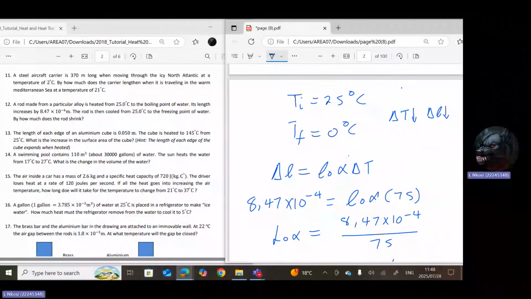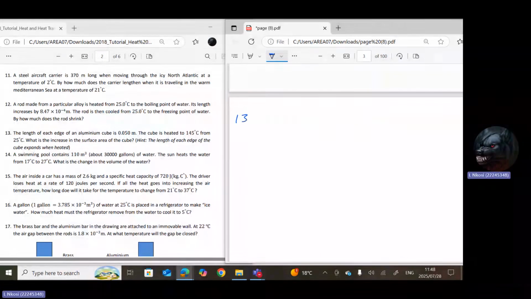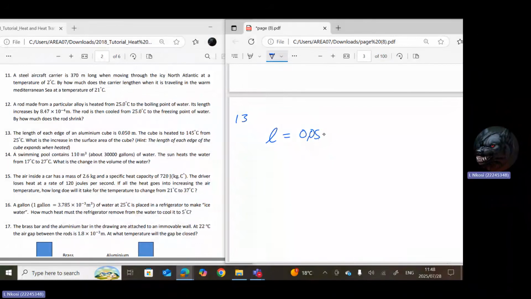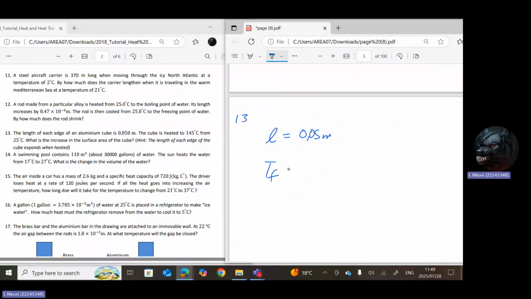So yeah, moving on. Number 13. That's the length of each edge of an aluminum cube, so the edge length is 0.05 meters. The cube is heated, so its final temperature is 145 degrees Celsius, and its initial temperature is 25 degrees Celsius. What is the increase in the surface area of the cube?